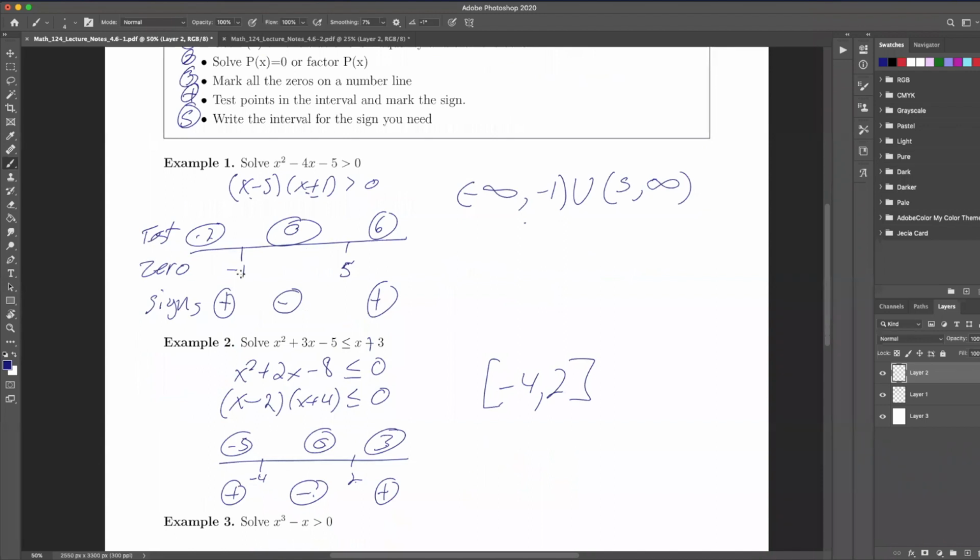Then, in between my zeros, I'm going to test points. So this is just a test point. Could I choose 2? Sure, 2 would work fine. 3 would work fine. I just like doing 0 because 0 is super easy. So you just pick some point, any point, doesn't matter what, between negative 1 and 5. Could I have done negative 0.9? Sure. I wouldn't want to, but you could have. And then all you needed to find out is what is the sign on that.